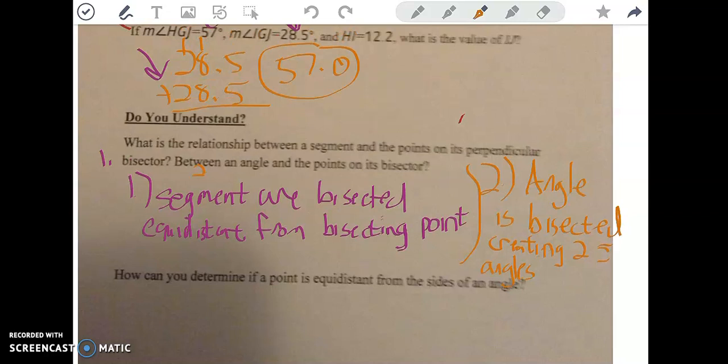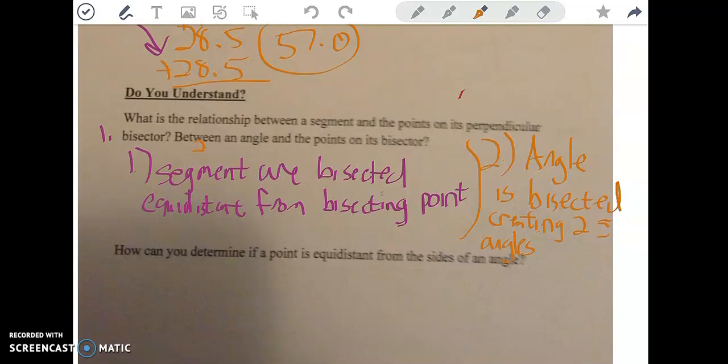On the second part of that question, I went ahead and wrote it down for you. Between an angle and the points on its bisector, the angle is bisected, creating two congruent angles. How can you determine if a point is equidistant from the sides of an angle? Well, that meant the angles are bisected, and it's a perpendicular bisector.